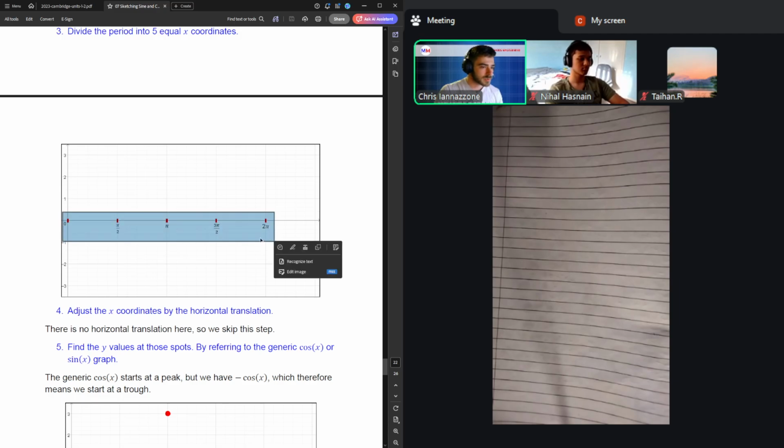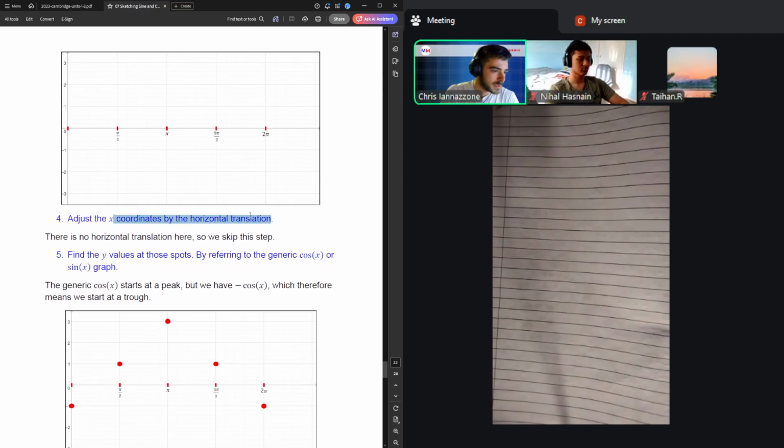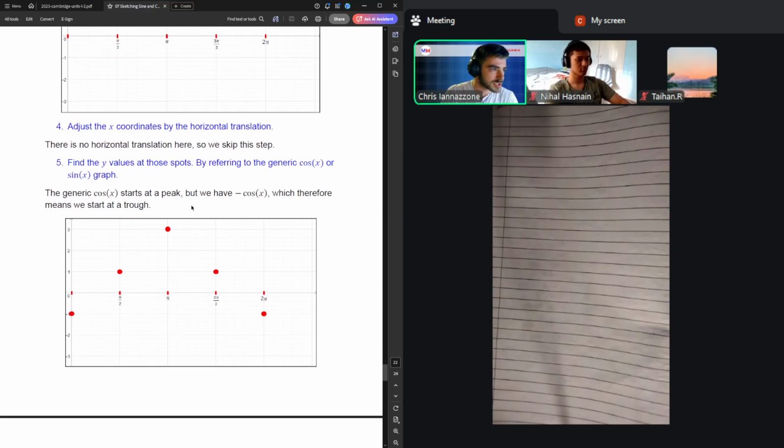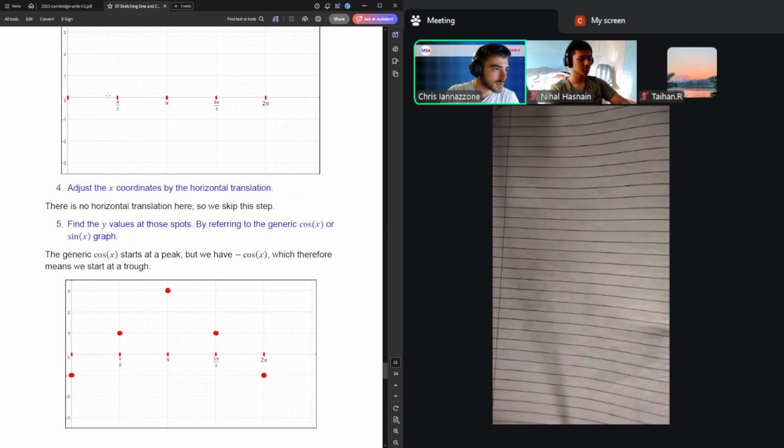Doesn't matter what the domain is, always start with getting just that initial scaling correct, making sure you have the separation as necessary. If you have a horizontal translation, make sure you apply that to this as well. So just adjusting the numbers, adding or subtracting the horizontal translation depending on what you had. In this case, we had none of them.